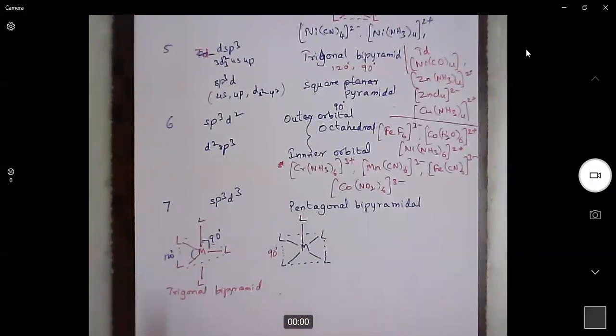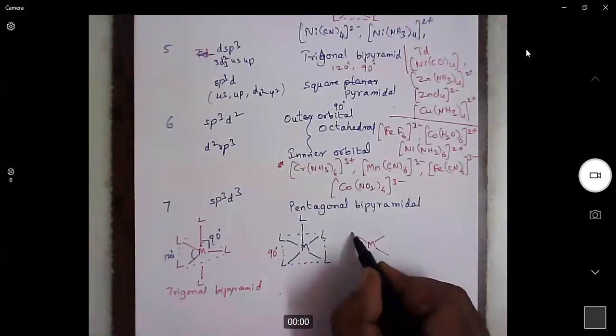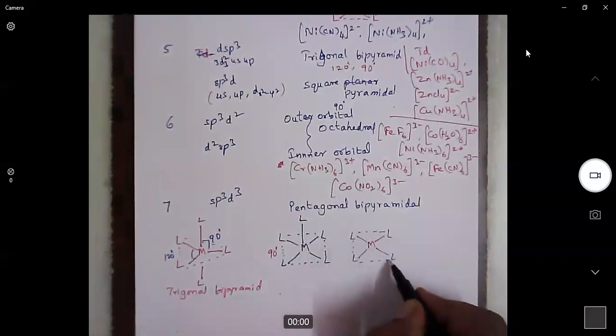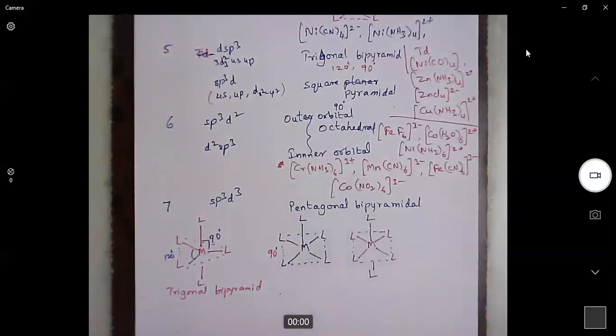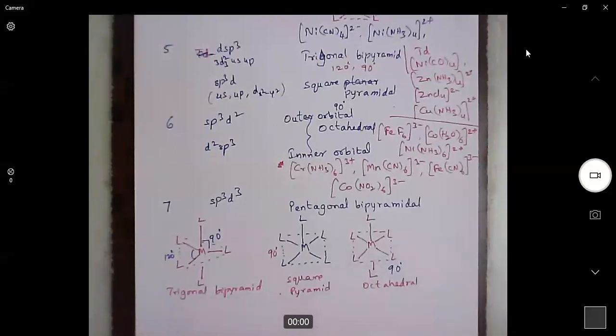What is octahedral? If we place one more ligand below the plane of the square pyramid, one above the plane and another one below the plane, then it is called octahedral geometry. In octahedral geometry, all the bond angles are 90 degrees only.